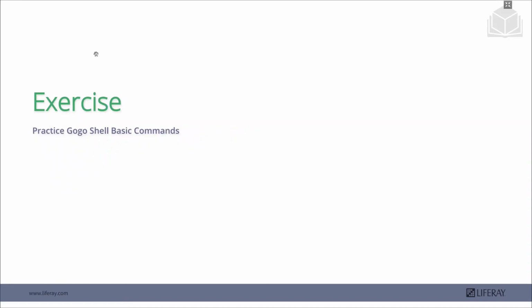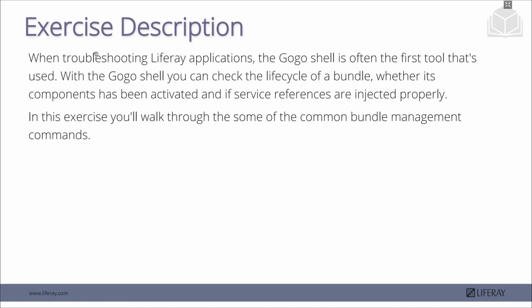But before we do, let's add a little bit of context to what we're about to do. So the Gogo Shell itself is something that we're going to be using again and again and again. When something goes wrong, our gut impulse is going to be, let's head over to the Gogo Shell and see what part of the bundle lifecycle our bundle is in. From there, we can then use a couple of other commands to see what's going on and then try to fix it.